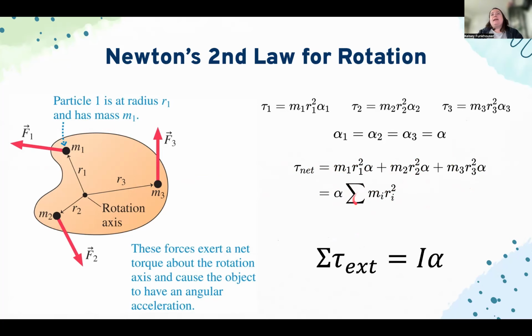And we said that at least for an individual particle, mass times the radius squared is the rotational inertia. So the sum of net external torque on a system is the rotational inertia of the system times the angular acceleration. And that is telling us that this sum of mr squared is the rotational inertia of the system.